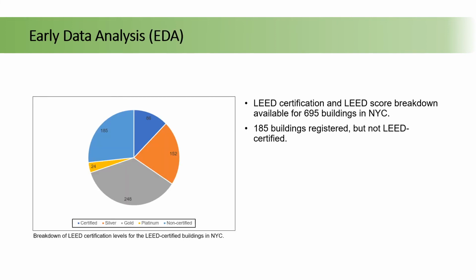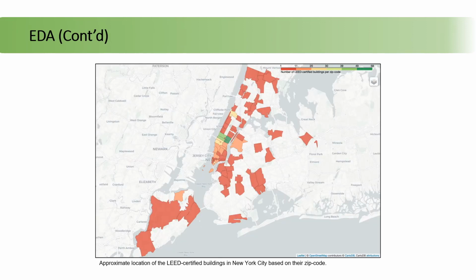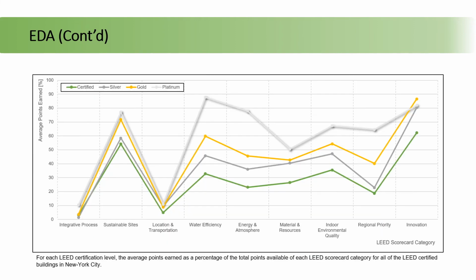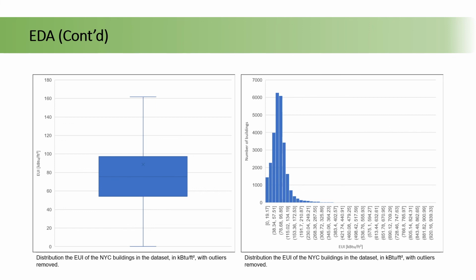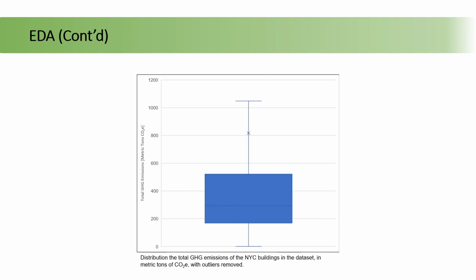For the early data analysis, we prepared a few charts. This pie chart shows the LEED certification levels of the buildings in the data warehouse. This map shows the approximate location of the LEED certified buildings from the dataset. It was generated from their zip codes. This figure shows the points achieved by the LEED certified buildings. We noticed that some categories are neglected or harder to earn. Those 2 figures show the EUI statistics of the buildings in the dataset. This figure shows the statistics of the total greenhouse gas emissions in metric tons of carbon dioxide equivalent.